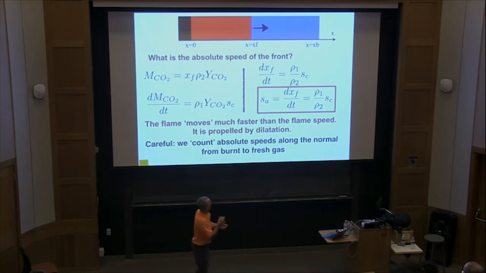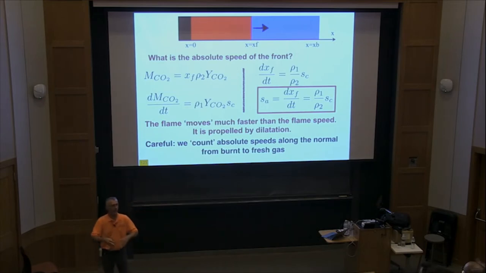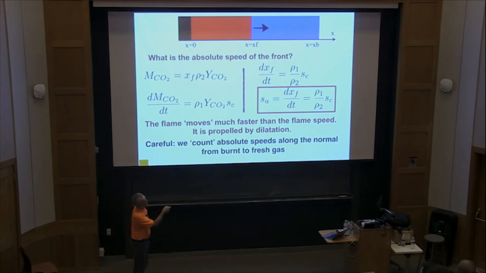You see, the big problem here is that when I burn a little bit of fresh gases, their density goes down by a factor of 7. How do I account for that? I don't pressurize, okay? It's a deflagration. If pressure doesn't go up, I need to push all the other gases away from me. So every time something burns here, it's pushing away the fresh gases.